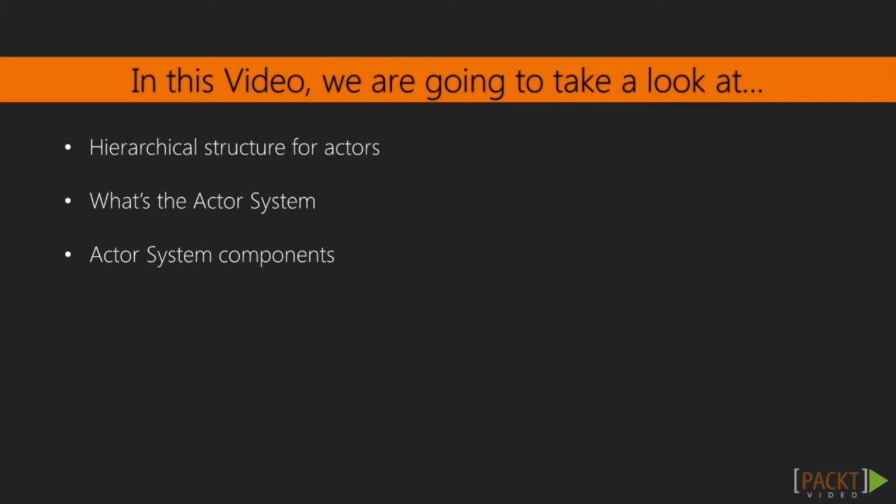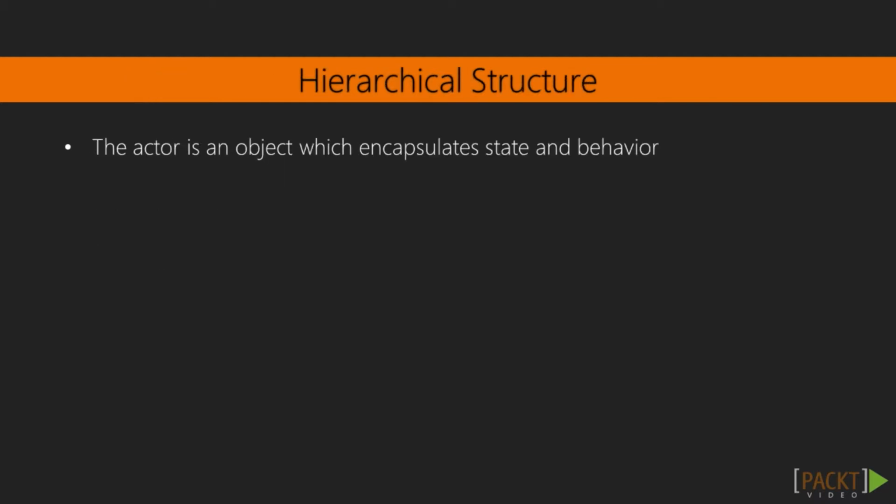In this video, we will take a look at the actor system and hierarchical structure for actors, defining the Akka system, and finally end with the Akka system component. Let's get rolling then. The actor is an object that encapsulates the state and behavior. The actors communicate by exchanging messages.